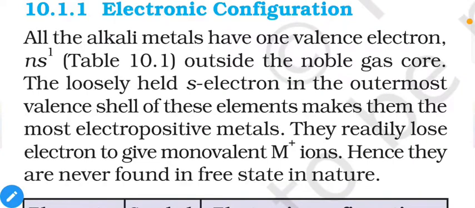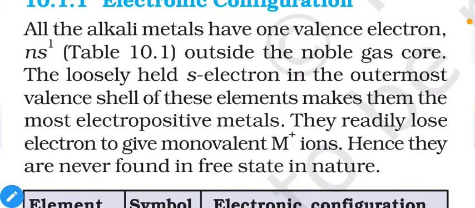Outside the noble gas core, the loosely held s electron in the outermost valence shell of these elements makes them the most electropositive metals. So all of the s block metals are highly electropositive. That means their common tendency is to release electron. So they readily lose electron to give monovalent M+ ion, hence they are never found in the free state in nature. So all of the S block elements present in nature are in their ionic state. That means +1 oxidation state, or if we talk about the alkaline earth metals, then it will be in +2 oxidation state.